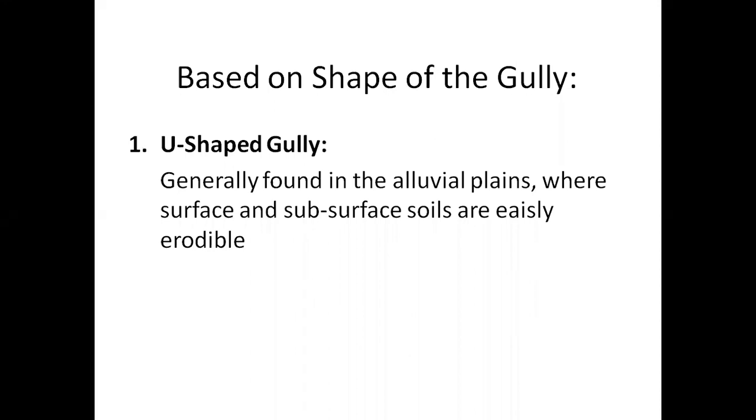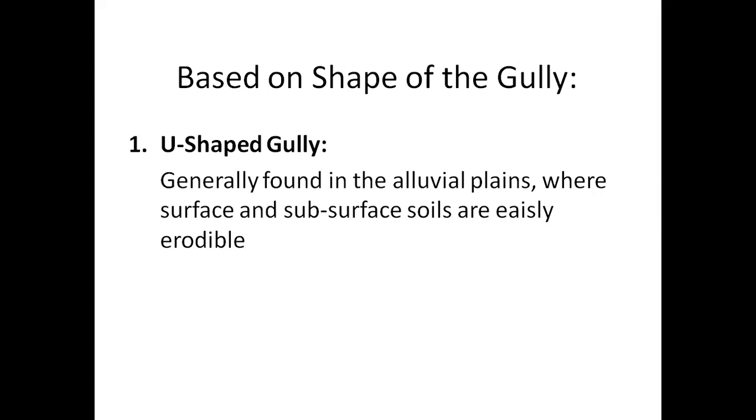Now, where do these U-shaped gullies get formed? Generally these gullies are found in alluvial plains, where surface and subsurface soils are easily erodible. In the areas of the alluvial plains where the soil strata is quite easy to erode, the section of the gully develops in the U shape, and because of that U shape, the gullies are called U-shaped gullies. The speciality of these gullies is that they are formed in alluvial plains, for example, the Ganga basin.